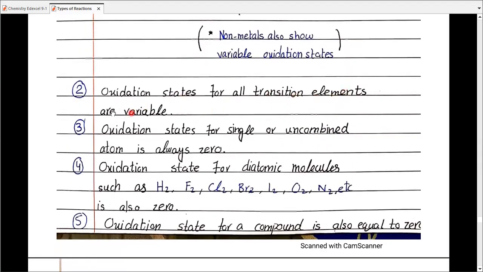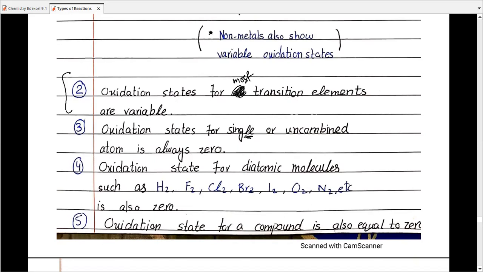Now, oxidation states for most transition elements are variable, which means they can vary, okay? Let's forget that for now. We'll do this one a little later.